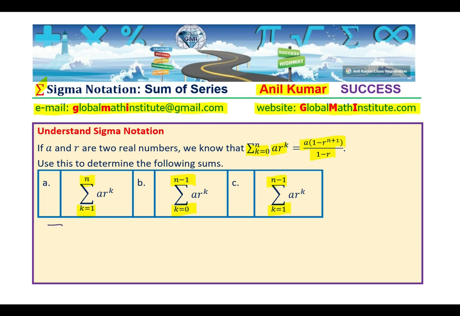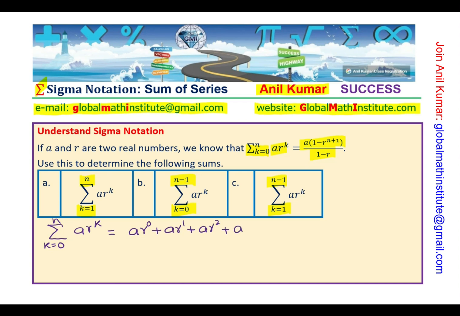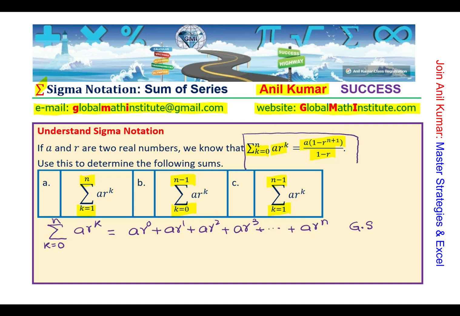So when I write that we have the sum of a series, a r to the power of k, from k equals 0 to n, it really means that we are going to substitute different values of k. So it becomes a r to the power of 0 plus a r to the power of 1 plus a r to the power of 2 plus a r cubed plus so on till a r to the power of n. You can clearly see that this is a geometric series, right? Where the initial term is a and it is being multiplied by r each time, and therefore for the sum of the series we know the formula. So that is the starting point.